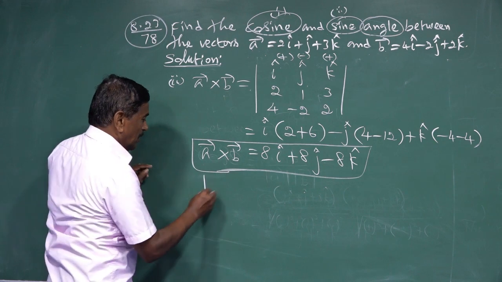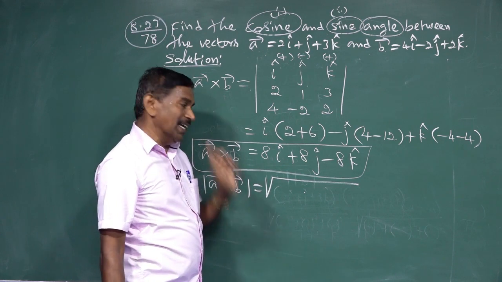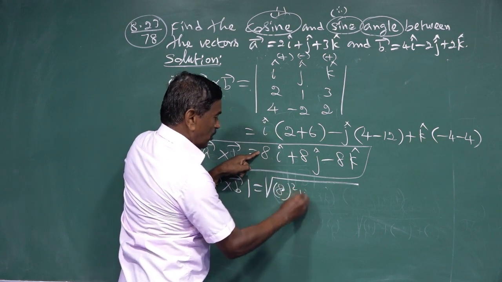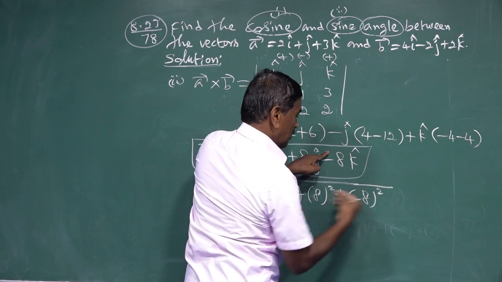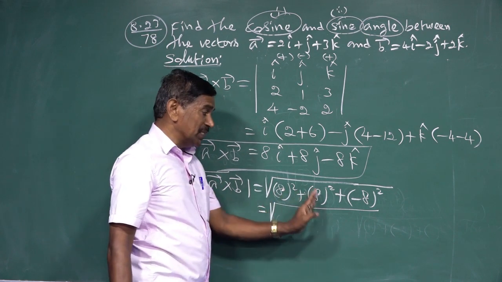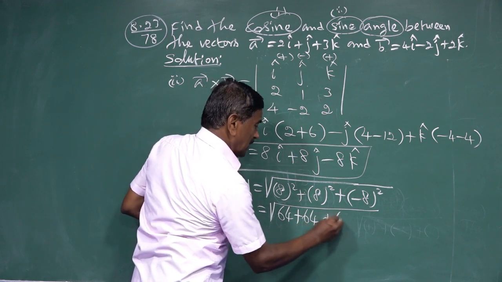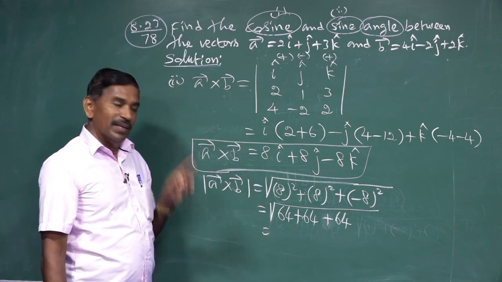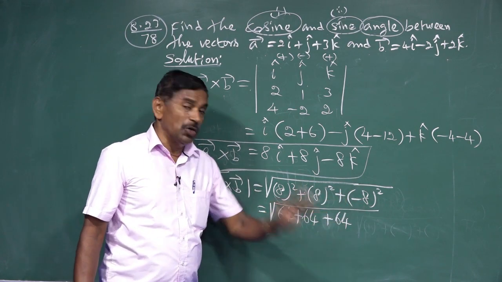Yes, modulus A cross B. Modulus A vector cross B vector is equal to the square root of, yes, the sum of the squares of the i j k coefficients. Okay, 8. So, 8 the whole square plus 8 the whole square plus minus 8 the whole square. Okay, yourself, which is equal to the square root of, very good, 64 plus 64 plus 64. Which is equal to, yes, 64 plus 64 plus 64 is of the form x plus x plus x equal to 3x.